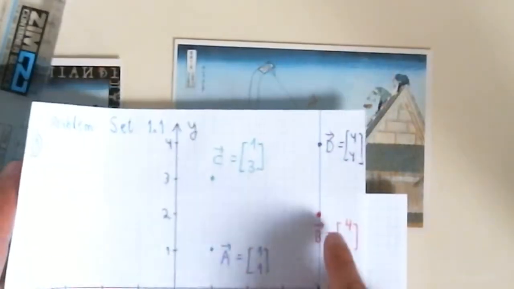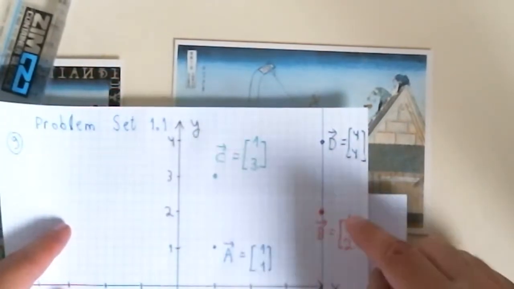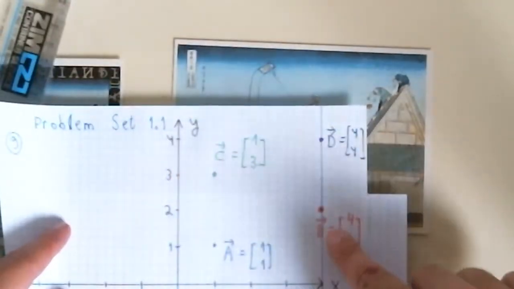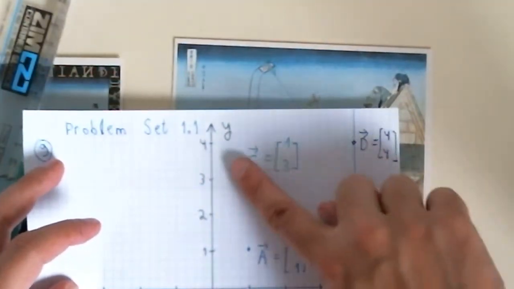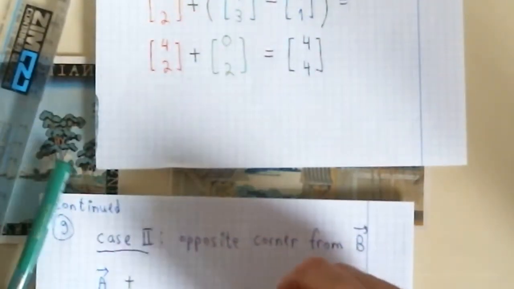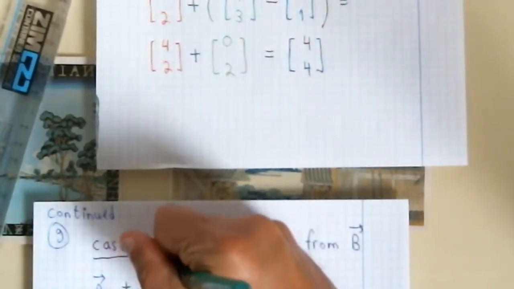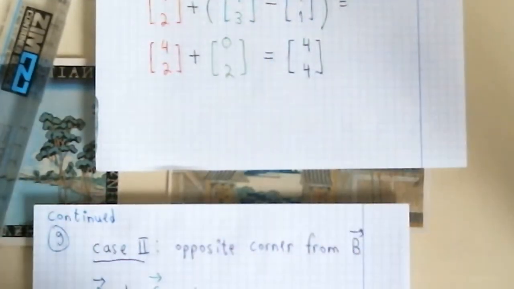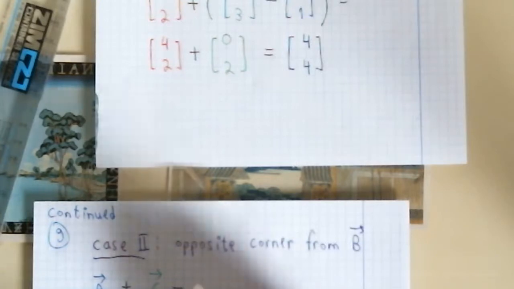You see why I don't write B minus C? Because then it would be to here, and we want to go to here, so it's C minus B. Because from A we want to go in this direction, from B to C, so it's C minus B. Okay, so A plus C minus, sorry, C minus B.